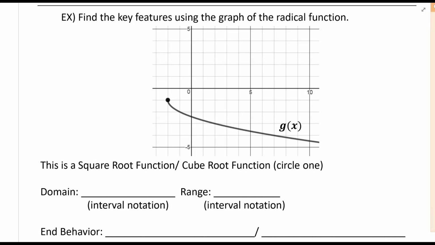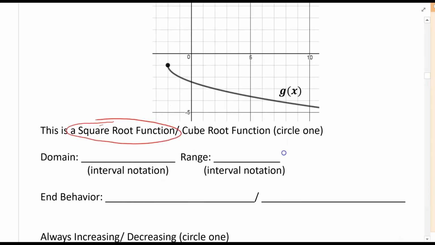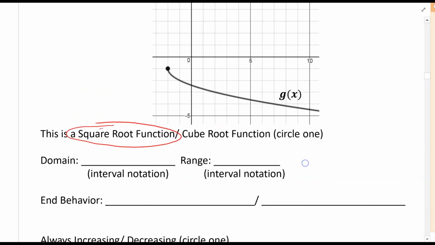All right, so what do we have? Square root or cube root? Square root because it's an endpoint. There's a restriction, okay? Good. All right, now let's look at the domain. The domain again is which values? X or Y's?